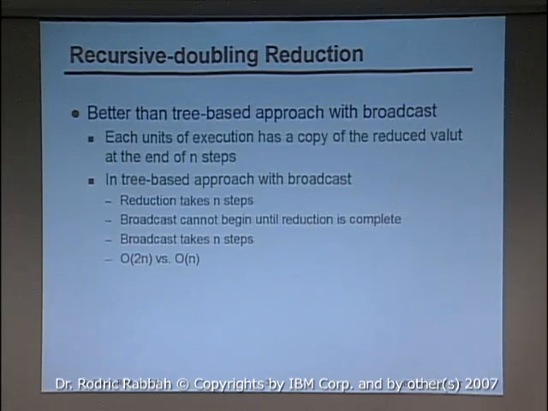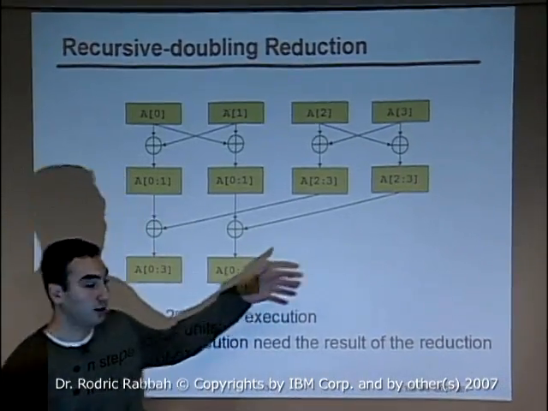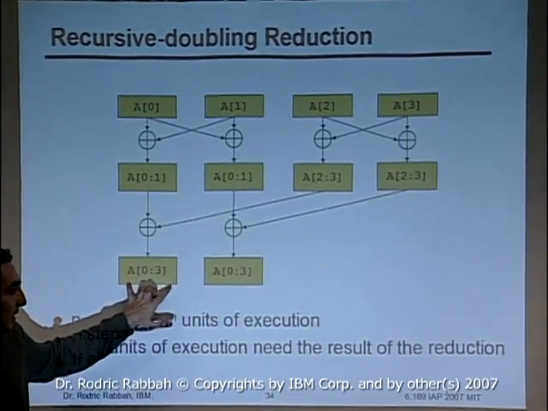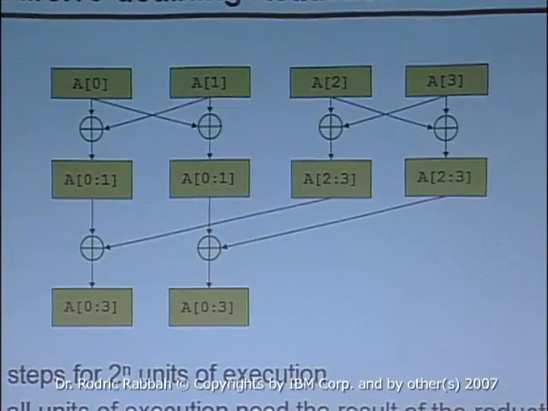It was there. I must have lost it in the animation. So you actually do that the other way as well, so that you have the sum A0 to A3 on all the different processors. Sorry about the lost animation.